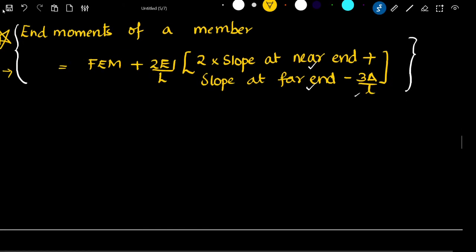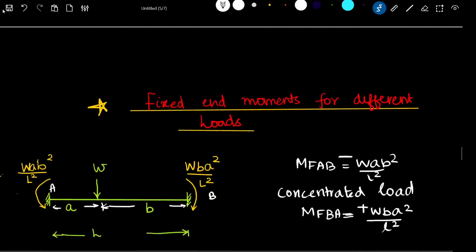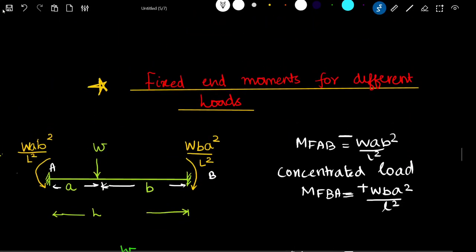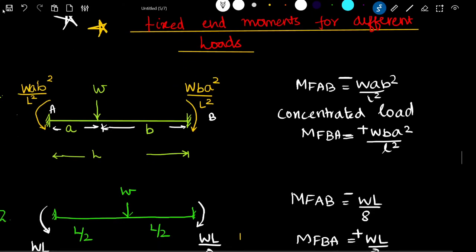Now, before we go on to the problems, we need to know how to calculate these fixed end moments. This is of very much importance when it comes to objectives and other exams, wherever we have to apply this particular equation. So you can learn it for different kinds of beams; we can learn the equations.